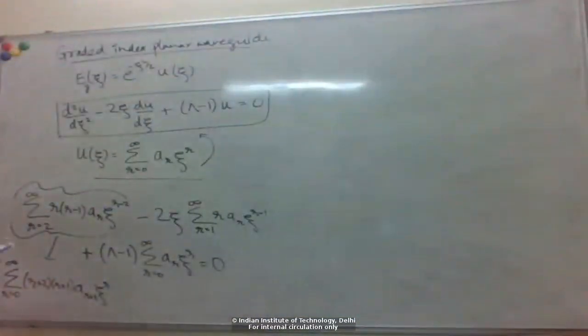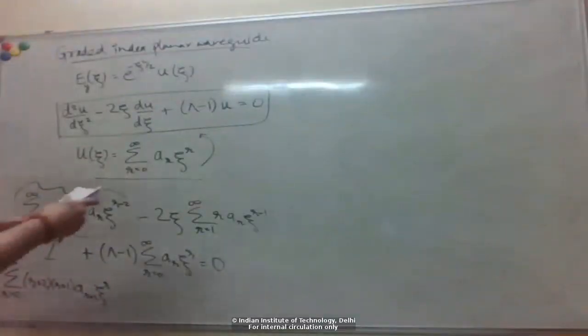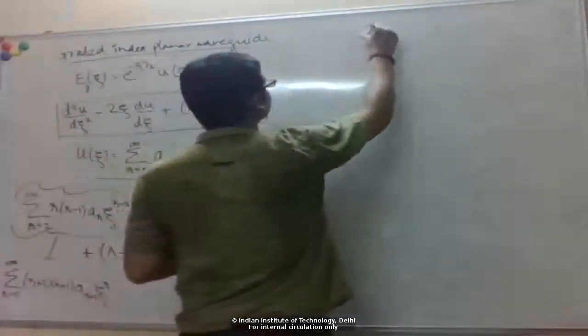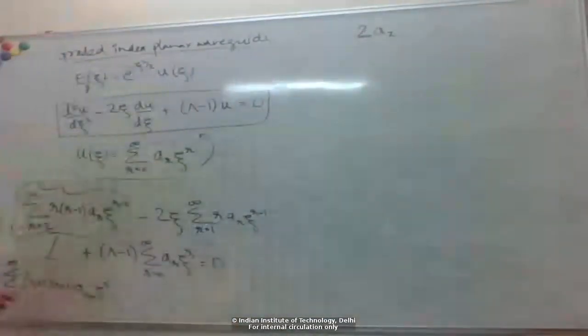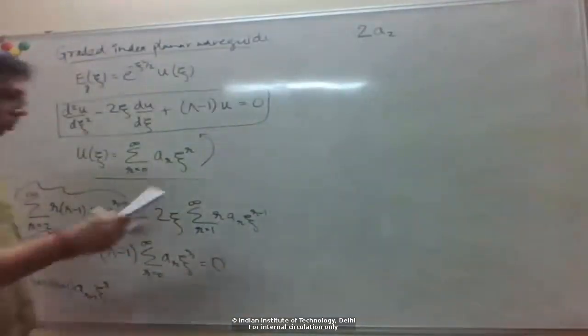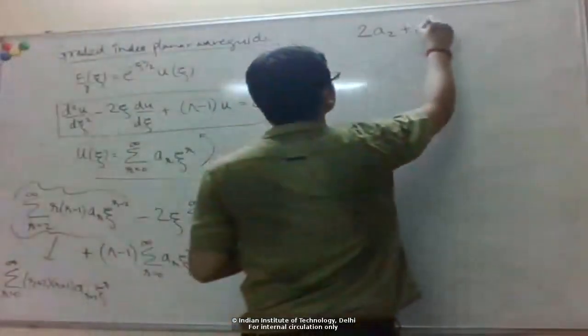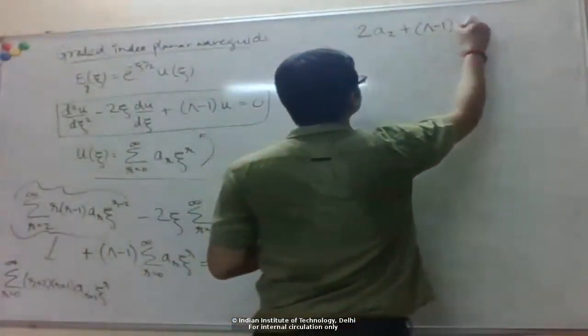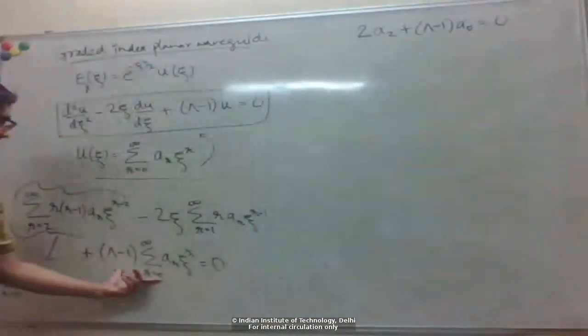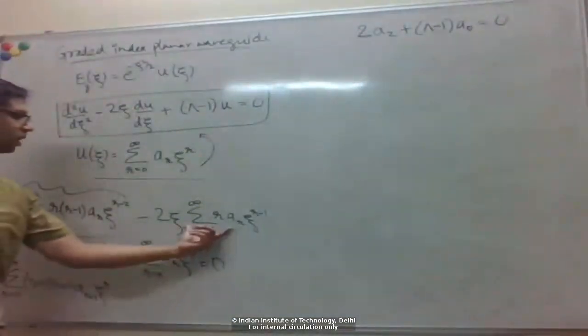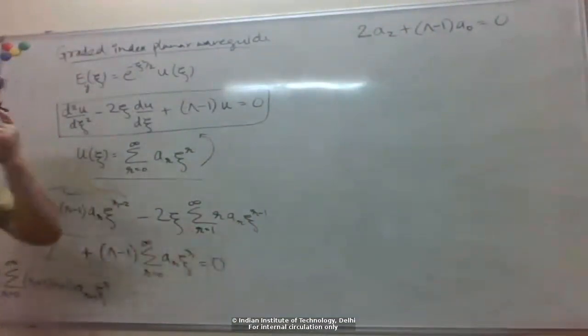So first term will be psi to the 0, which is the constant term, right? The constant term on the left hand side you can see is 2 times A2, that comes from here. So the r equal to 0 term here will give me 2 times A2 plus lambda minus 1 A0, right? That comes from the constant terms here. This is not giving me any psi to the 0 term.